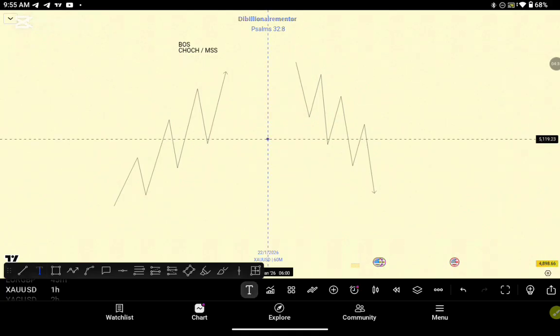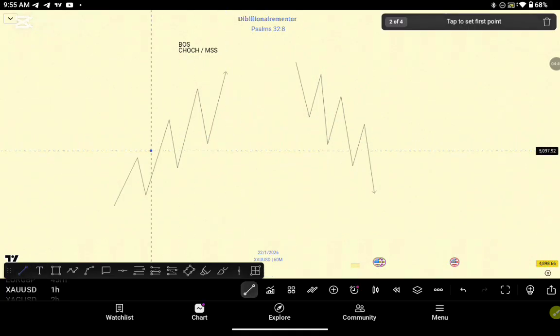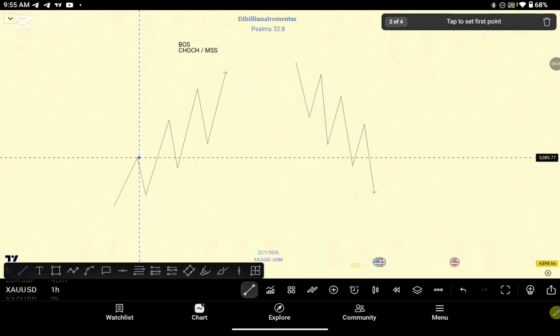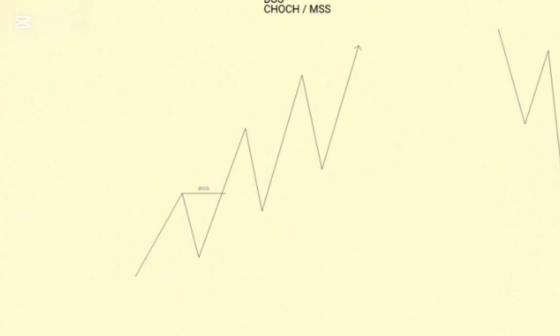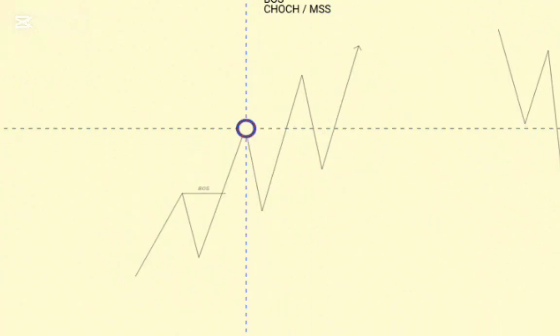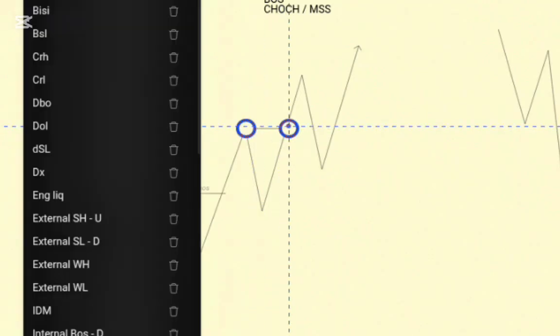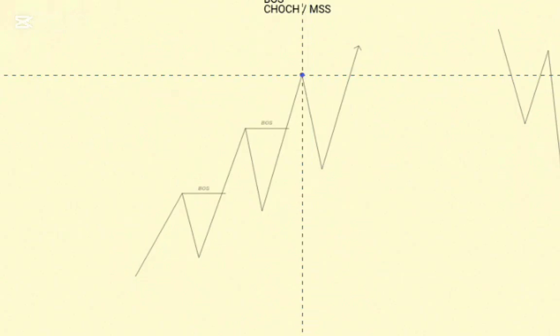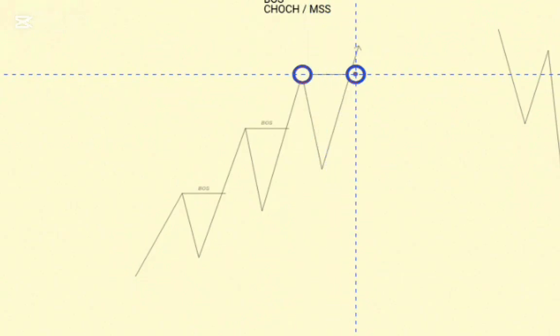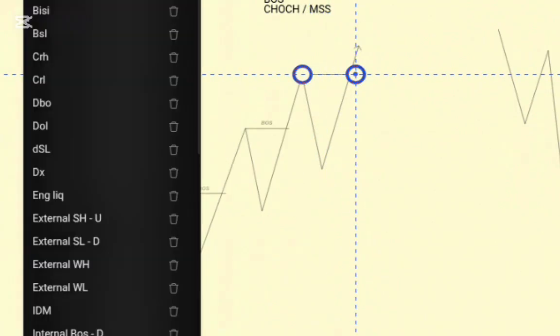For instance, you have an uptrend here. The moment this high gets violated is what we know as our break of structure. You mark it as structure. We have the break of structure here. Then this is the next high. When price violates this next high, that is also a break of structure. Then this same place here is also the next break of structure.